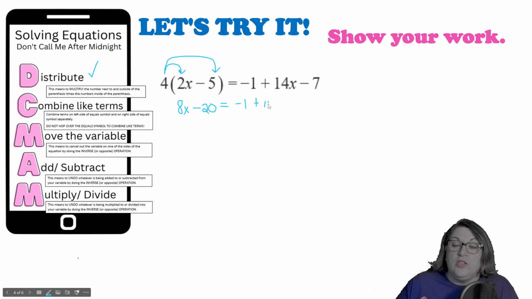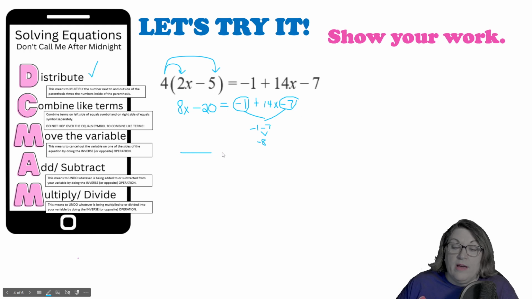And then we are going to combine some like terms here because I see on the right side of this equation, left side, there's nothing to combine. We can't combine the 8x with the 20. But over here, I do have a negative 1 and a negative 7. And again, if you just write those down, negative 1 minus 7, that would be an 8. Okay. I'm sorry, negative 8. How did I leave that negative off? Okay, so negative 1 minus 7 is negative 8.